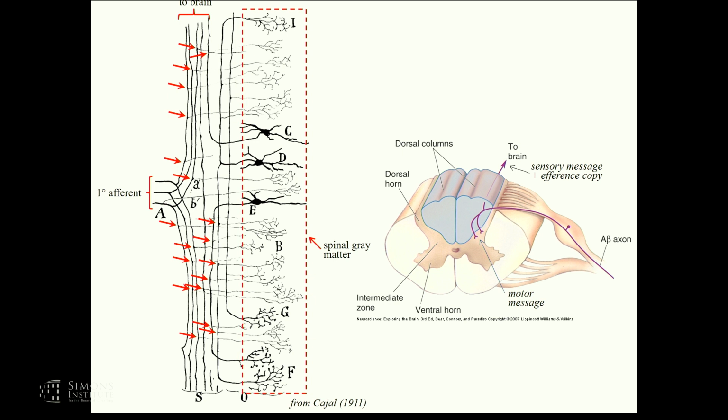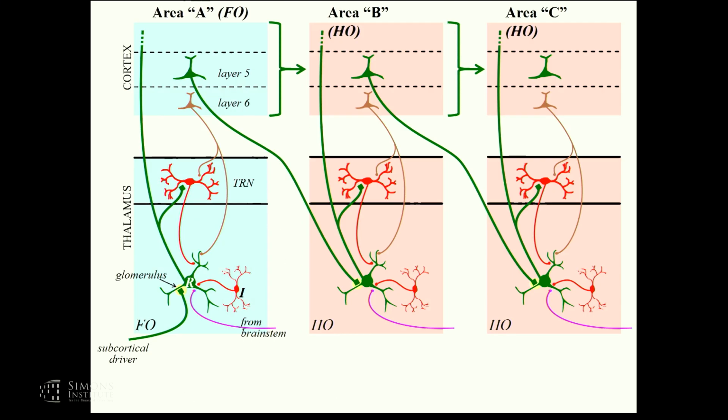Now, one point I want to emphasize is that the message going up to the brain is a single message. It's a single pattern of action potentials. It can be analyzed by some set of postsynaptic targets as a sensory message, and by others as an efference copy. So the idea that you have a single message that can be analyzed differently shouldn't be a problem. The message can be multiplexed in this way.